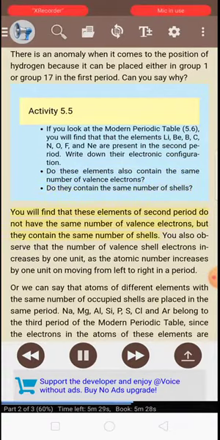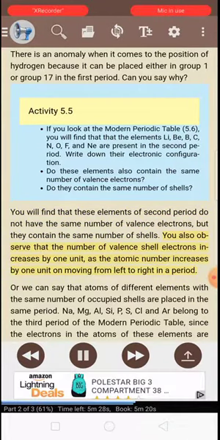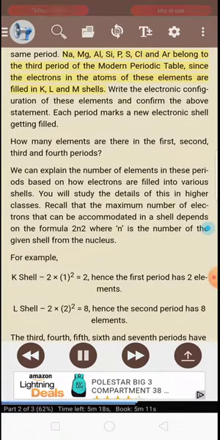You will find that these elements of the second period do not have the same number of valence electrons, but they contain the same number of shells. You also observe that the number of valence shell electrons increases by 1 unit as the atomic number increases by 1 unit on moving from left to right in a period. Or we can say that atoms of different elements with the same number of occupied shells are placed in the same period. Na, Mg, Al, Si, P, S, Cl, and Ar belong to the third period of the modern periodic table, since the electrons in the atoms of these elements are filled in K, L, and M shells. Write the electronic configuration of these elements and confirm the above statement.